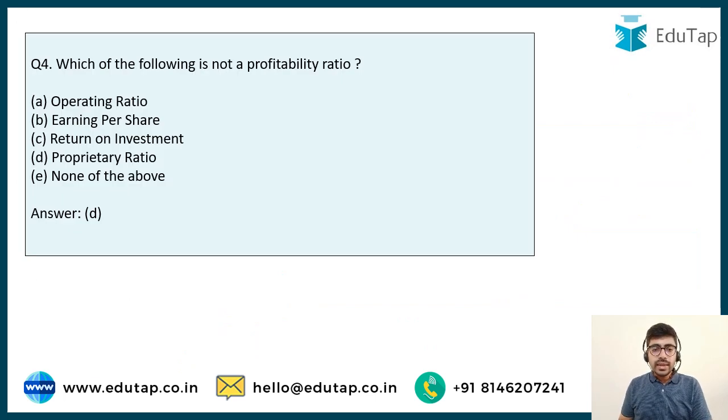So now we can easily answer this question: out of the following, proprietary ratio is not a profitability ratio because it is a solvency ratio, as we have already learned previously. I believe after discussing the first 2 questions, you would have easily marked out all the other questions.